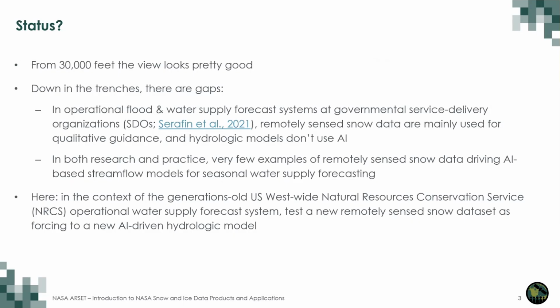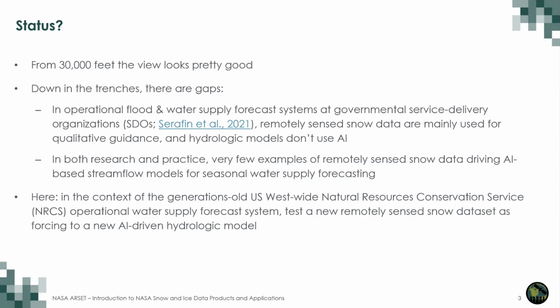How are things looking? From the 20,000 foot view looks pretty good. But if you did get down into the weeds, there are gaps. If you look at operational flood and water supply forecast systems at governmental service delivery organizations, SDOs, that's an acronym I'm going to use a few times here, you're going to see that in general, remotely sensed snow data are mainly used for qualitative guidance. In addition, most hydrologic models don't use AI. Now, in the private sector, there's some companies out there who are, but if you're looking at big organizations like USBR, USDA, NOAA, groups like that, this is generally true what I'm saying here.